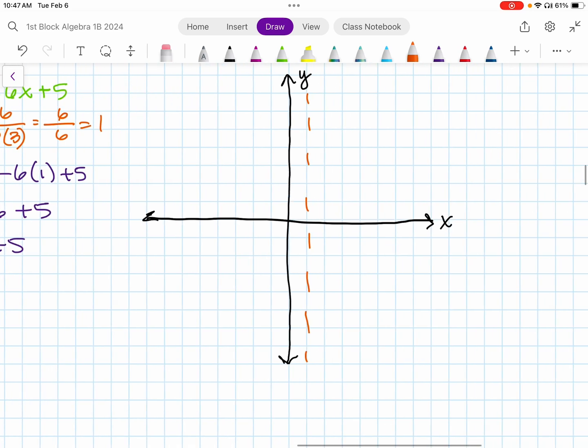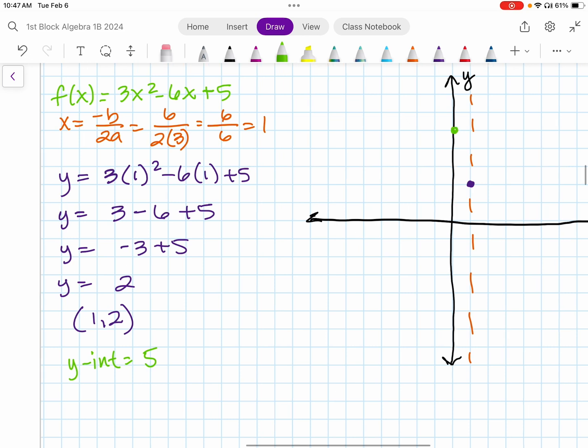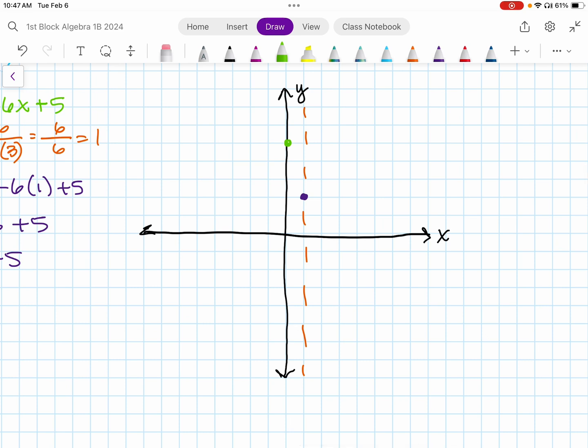We're going to put our vertex at 1, 2. And we know from our equation that our y-intercept equals 5. 1, 2, 3, 4, 5. So we have our axis of symmetry, which we know cuts our parabola right in half. So if I have a y-intercept here and it's 1 unit away from the axis of symmetry, then I'm going to have another point 1 unit away from the axis of symmetry on the other side. And this is going to be my parabola.